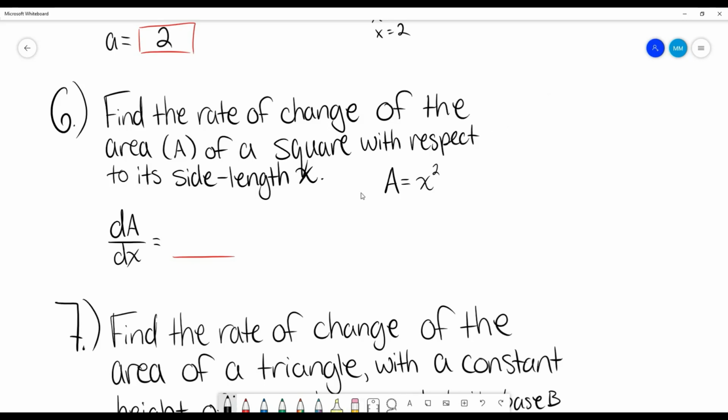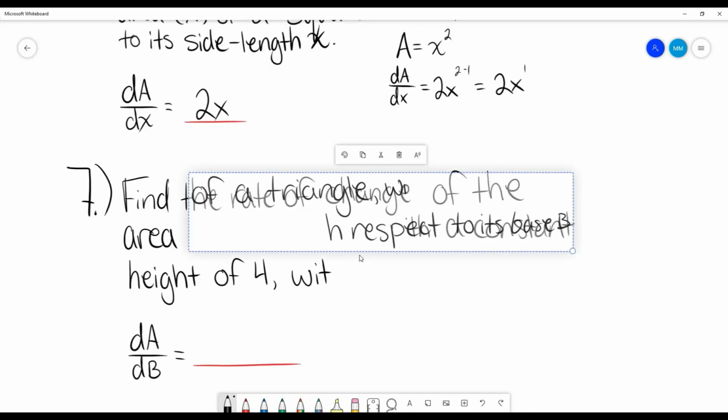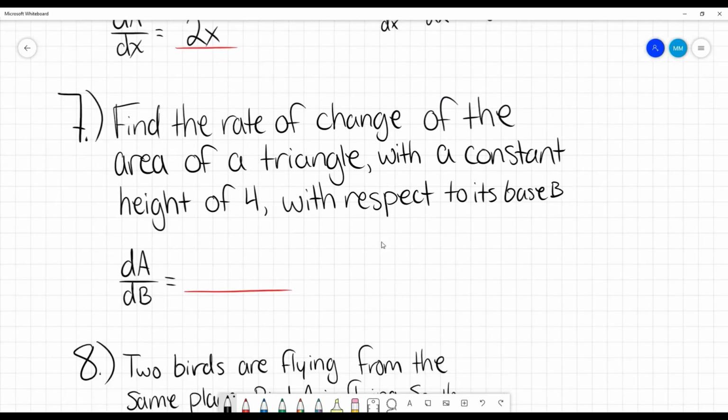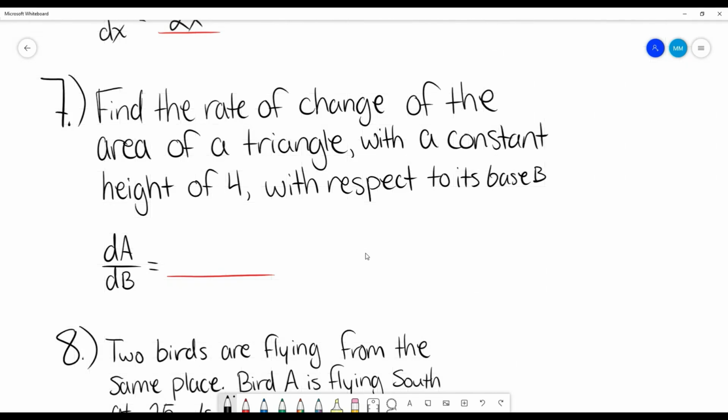So all we have to do is take the derivative of this. So dA with respect to x is just going to be, based on that power rule, 2 times x to the 2 minus 1, or just 2x. So that's our answer. Let's try the next one, which is a similar one, although slightly trickier.